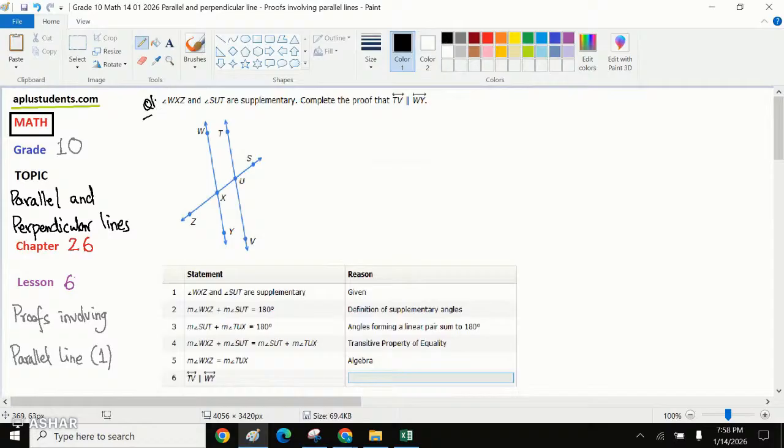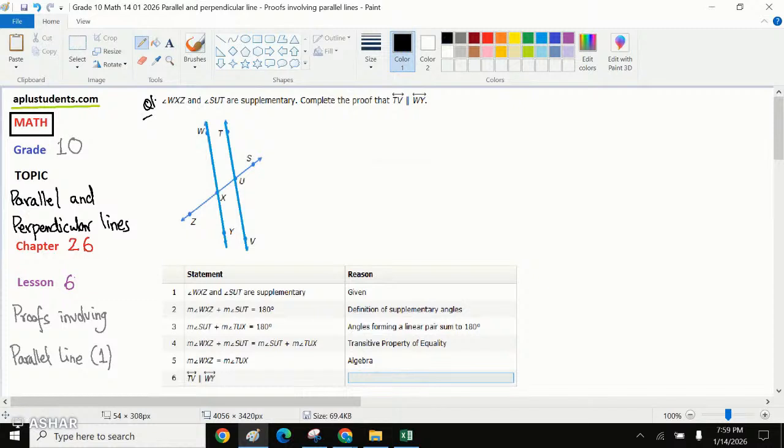They say that we have a pair of parallel lines. The parallel lines are defined by WY and TV, and we have 3 labeled points on them. They say WXZ and SUT are supplementary angles. Complete the proof that TV is parallel to WY.